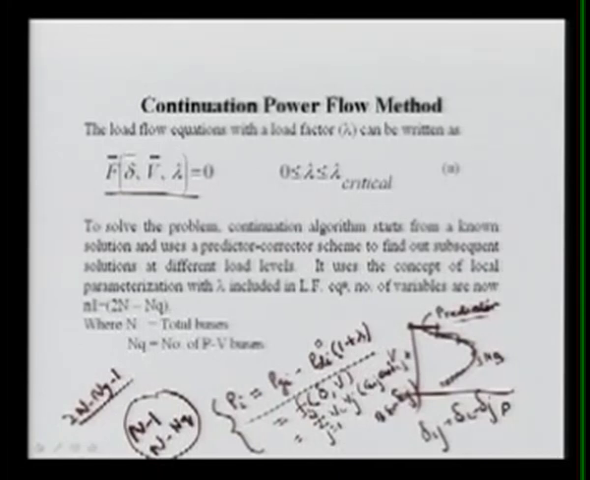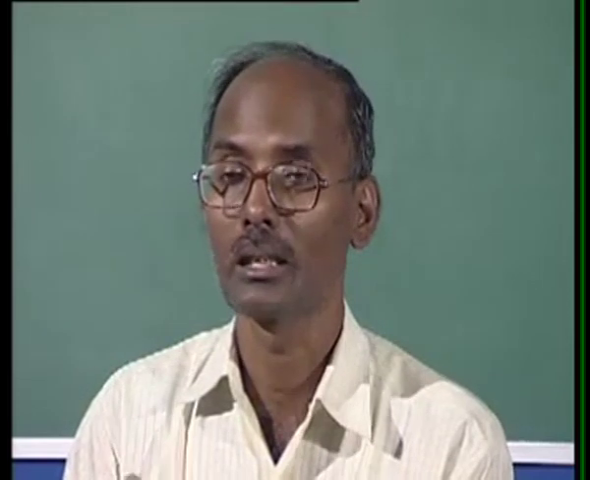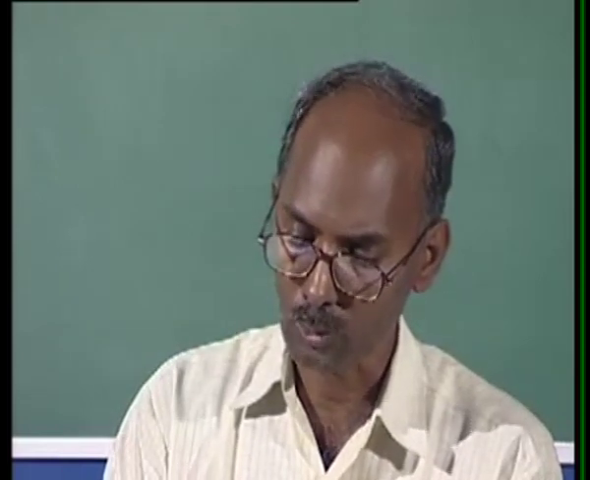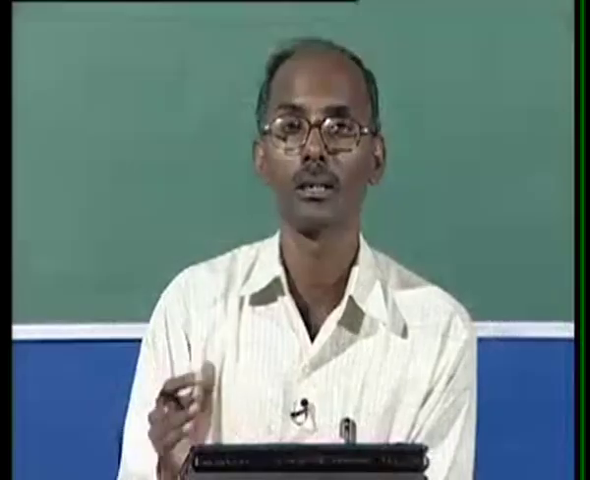Now you can see we have a different number of variables. Earlier the number of variables was equal to the number of equations, and we were able to calculate the unknown values. In this case we have another unknown, lambda, and we don't know what the lambda will be at this point. So right now the total number of variables is 2n minus nq, because another unknown is added.